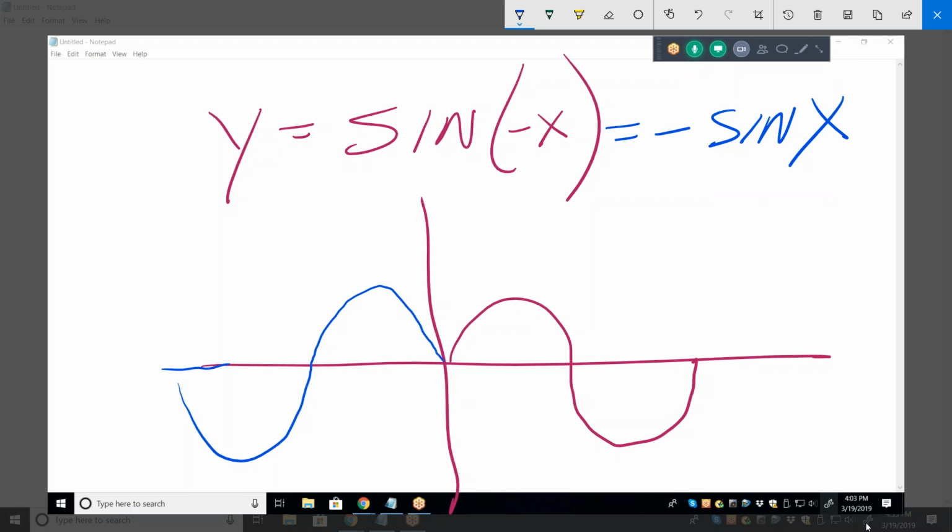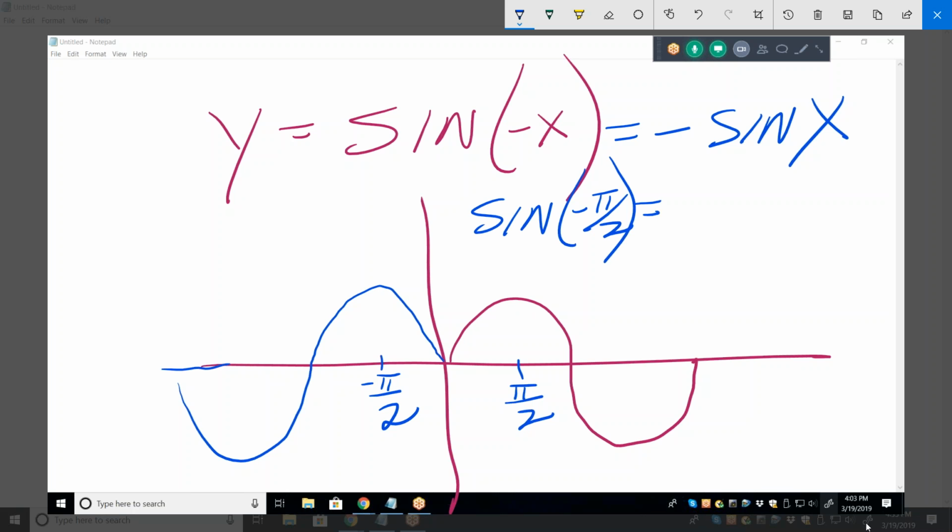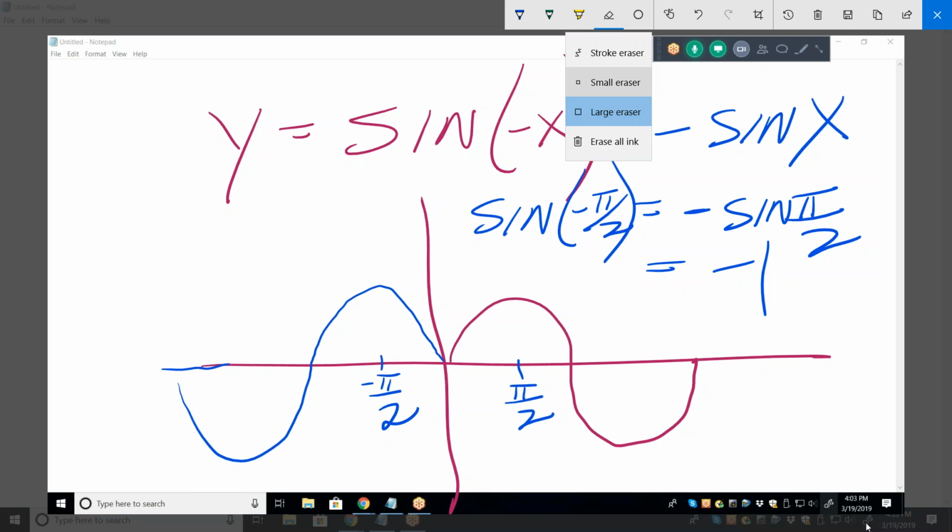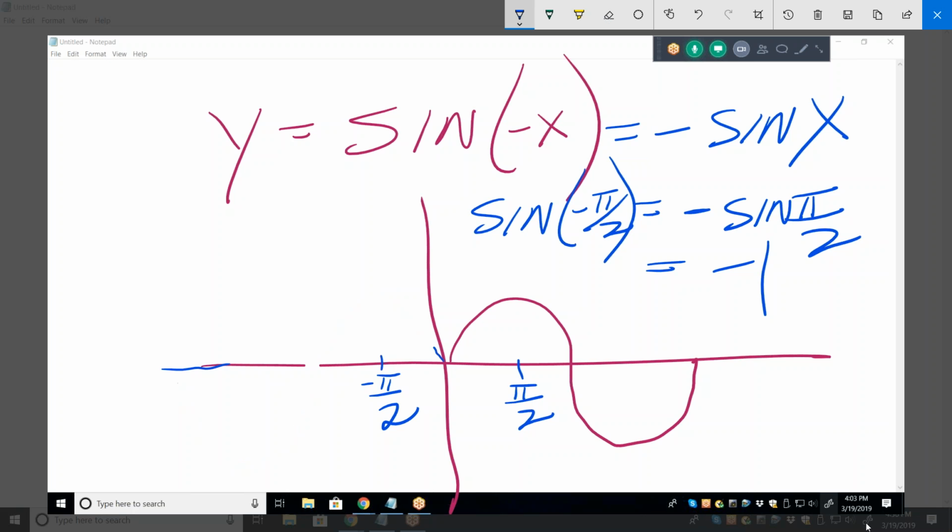Hold on a second. The sine of minus pi over 2. Okay, let's label this. This is pi over 2. This is minus pi over 2. The question is, is the sine of minus pi over 2 equal to 1? And it is not. It is minus the sine of pi over 2, so it is minus 1. So this blue curve is not correct. It is not a direct reflection over the y-axis. Dang, you learn something new every day. This is what it is.